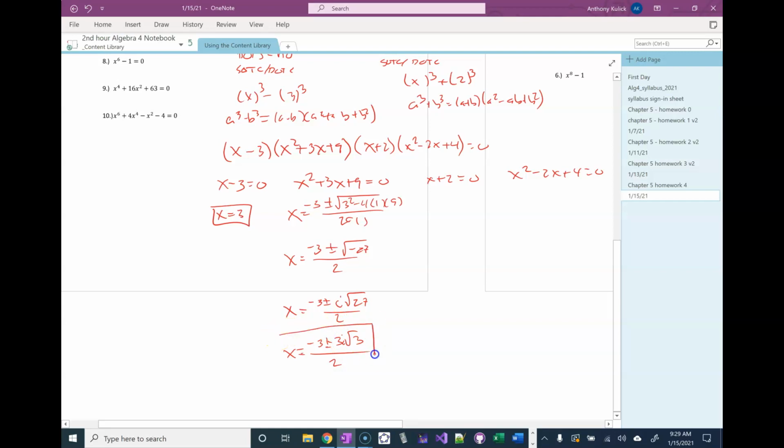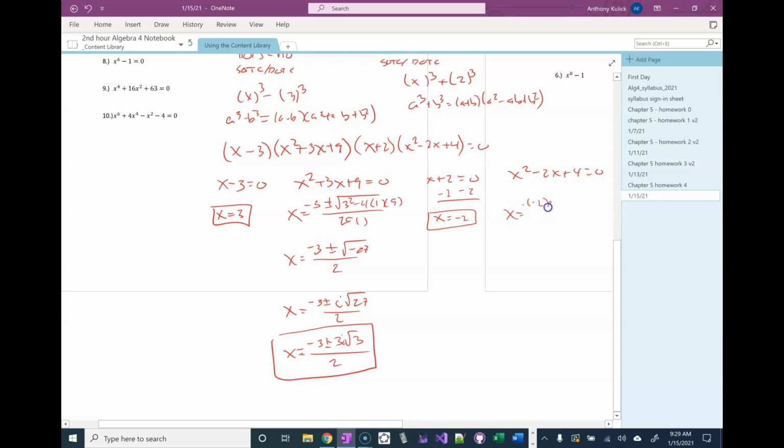So I'm left with negative 3 plus or minus 3i root 3 all over 2. The next piece I can just subtract. That's a relief. The next one, though, is again, I have to use the quadratic formula.